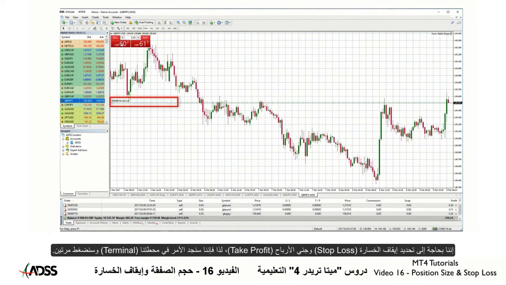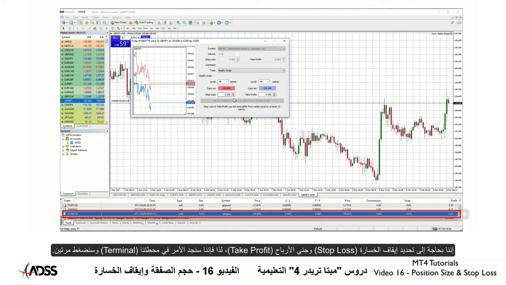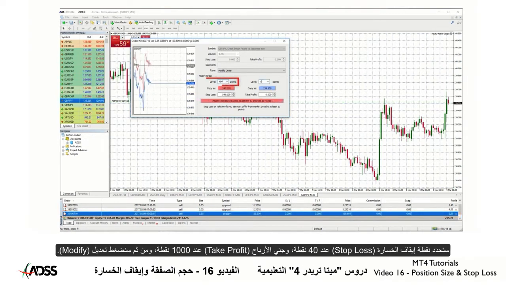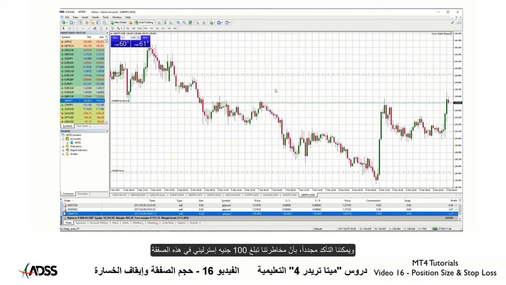We need to set our stop loss and take profit, so we find the order in our terminal and double-click. We set our stop loss for 40 pips and our take profit for 100 pips and click Modify. Again, we can confirm that our risk is £100 on this trade.